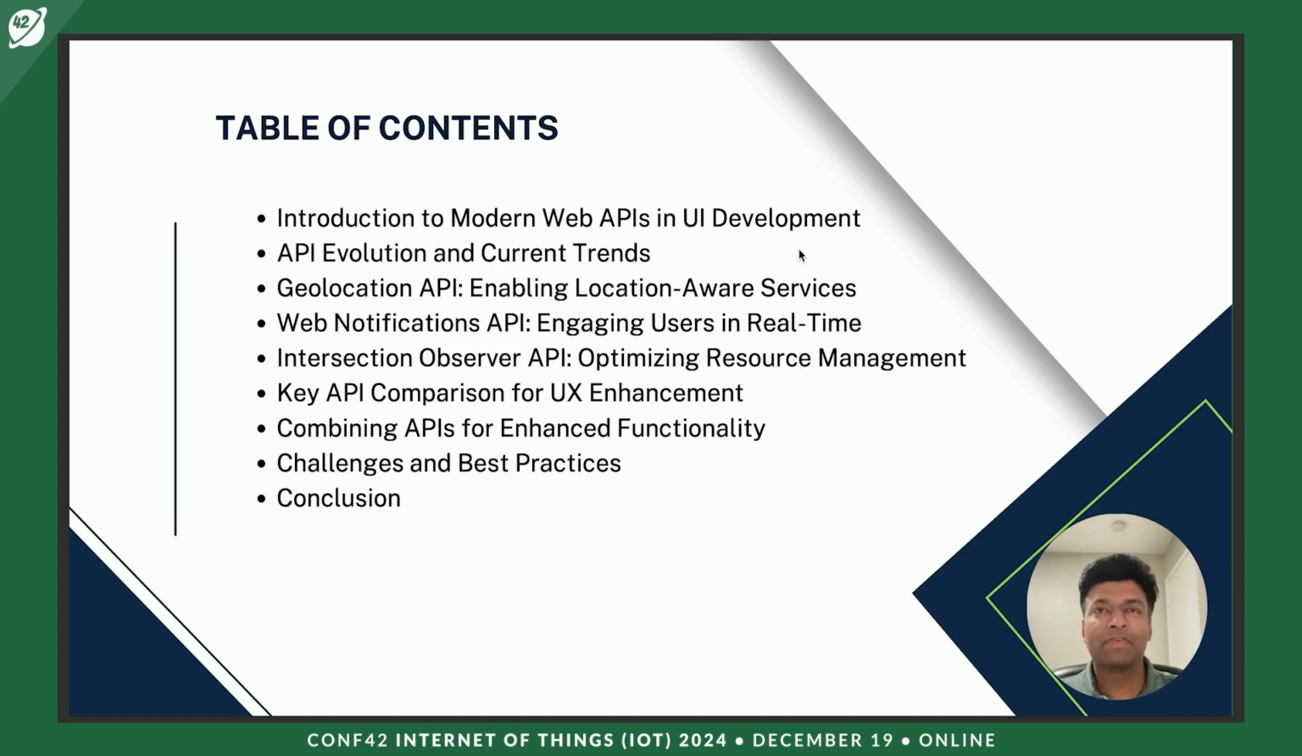Let's dive in. Before we get into the details, here's what we will be covering today. First, I will introduce modern web APIs, why they are essential for UI development. Then we will look at how APIs have evolved to become the versatile tools we use today. Next, I will take you through three key APIs: the Geolocation API, the Web Notifications API, and the Intersection Observer API. We will explore how each of them enhances user experience.